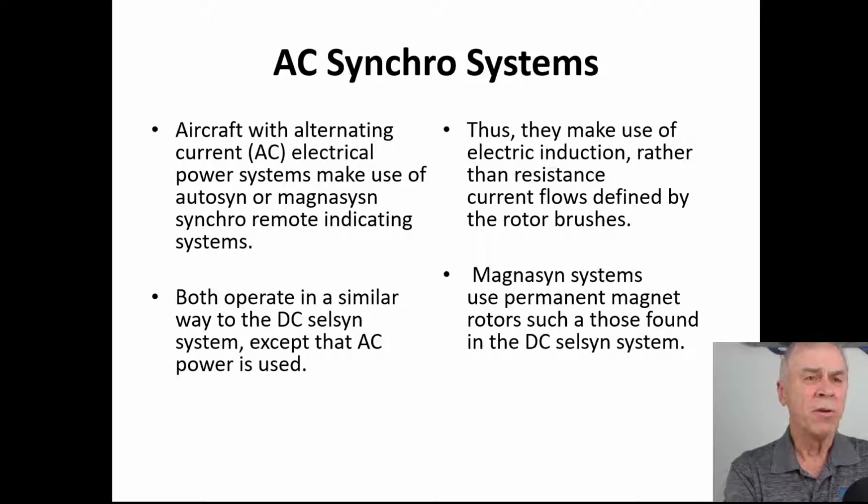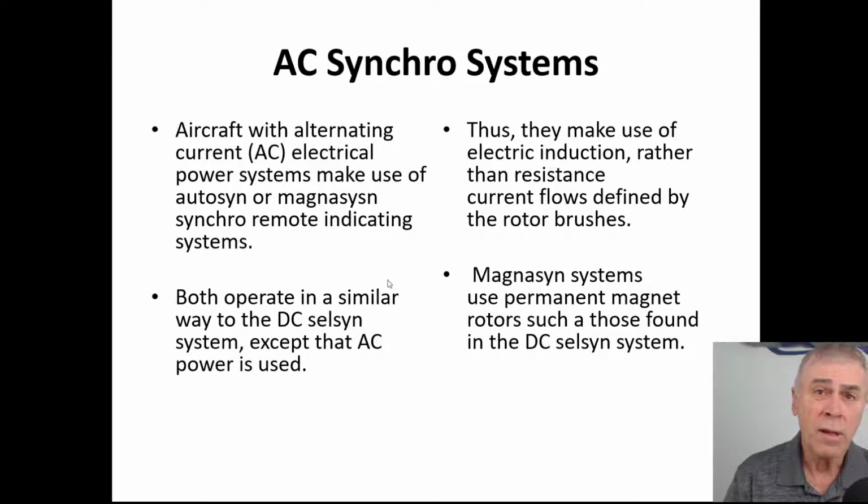Both operate in a similar way to the DC Selsyn systems, except that AC power is used. Thus, they make use of electric induction rather than resistance. Current flow defined by the rotor brushes. Magnesyn systems use a permanent magnet rotor, which is actually the part that they test you on the most. What are the differences in the rotor? But you'll see that. I think all the questions are about that.